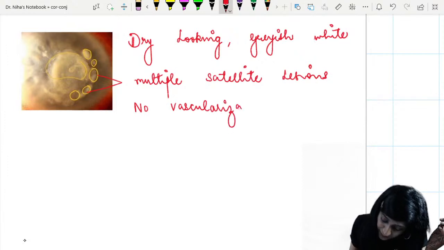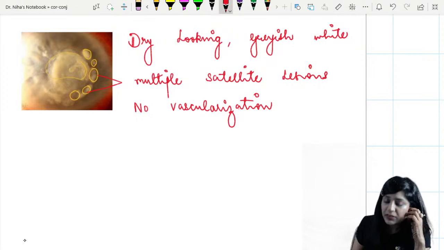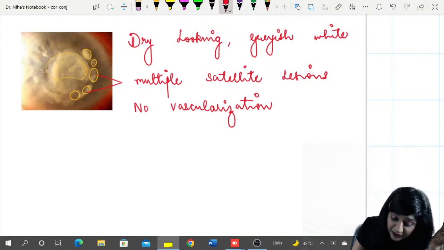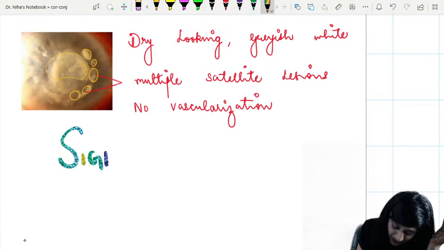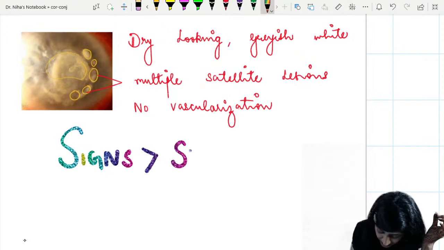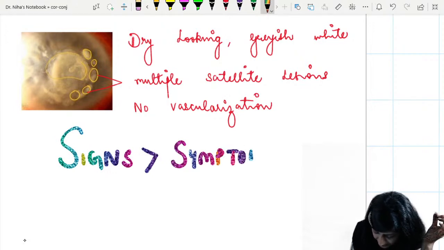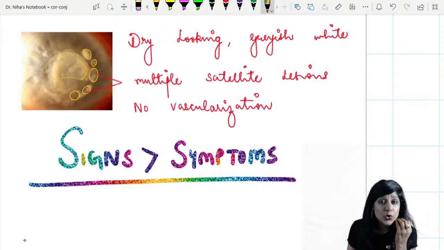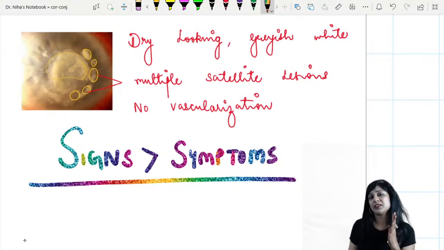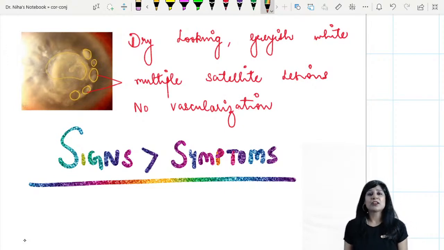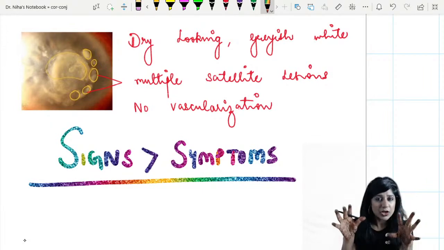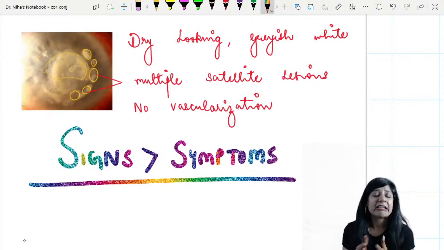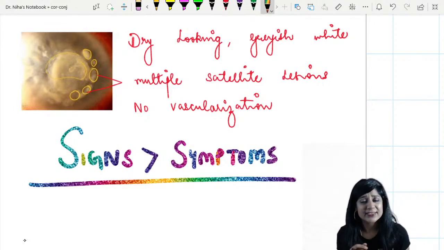So these are the properties of the fungal corneal ulcer, where a very, very important thing is, always remember, signs are always much more than the symptoms. Many a times patient even does not know that he or she is having the fungal ulcer. So it is exactly the opposite of the bacterial corneal ulcer, which is like: I am having lot of pain, lot of photophobia, acute redness, and lot of vascularization.